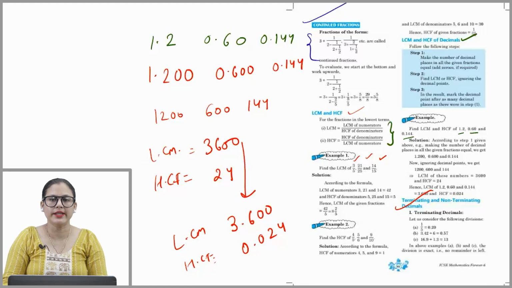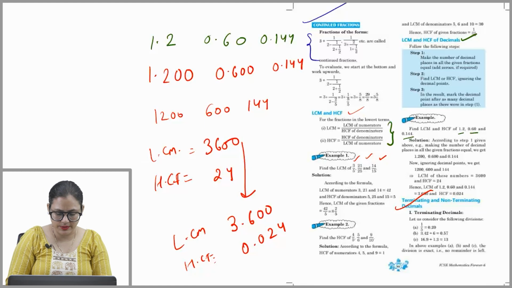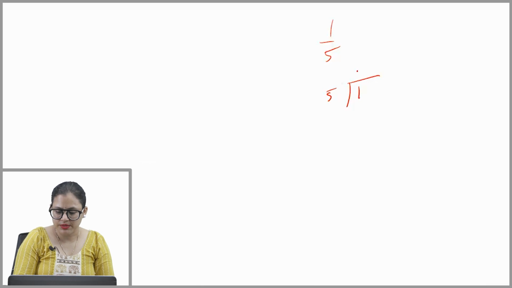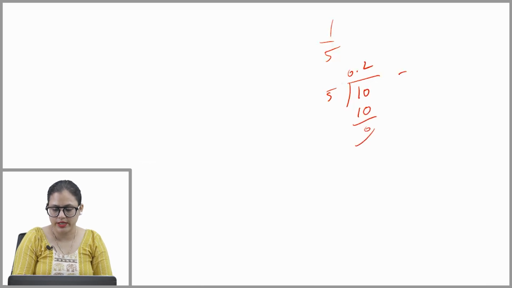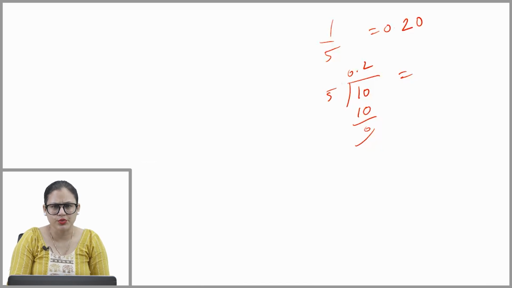Okay. Now terminating and non-terminating decimals. Number 1, terminating decimals. Let us consider the following division. 1 by 5. See, if you divide 1 by 5, let's divide it. Put a decimal here and add 0. 5 2s are 10. Okay, so you will get 0.2 as answer. Okay, or you can write 0.20.